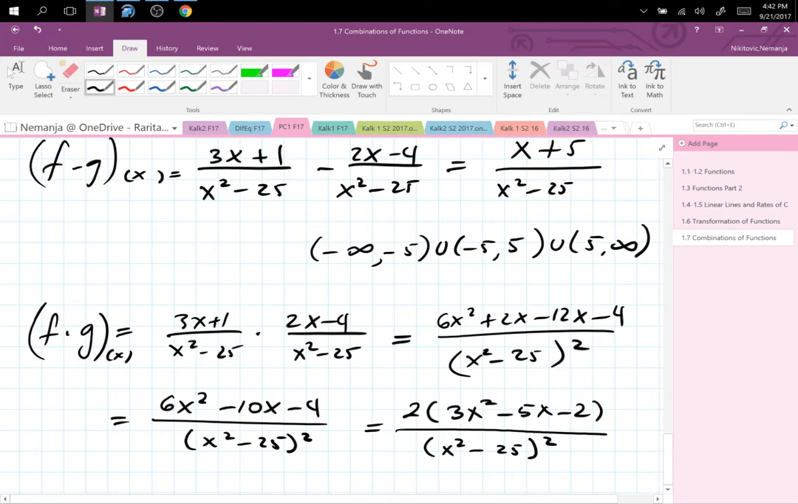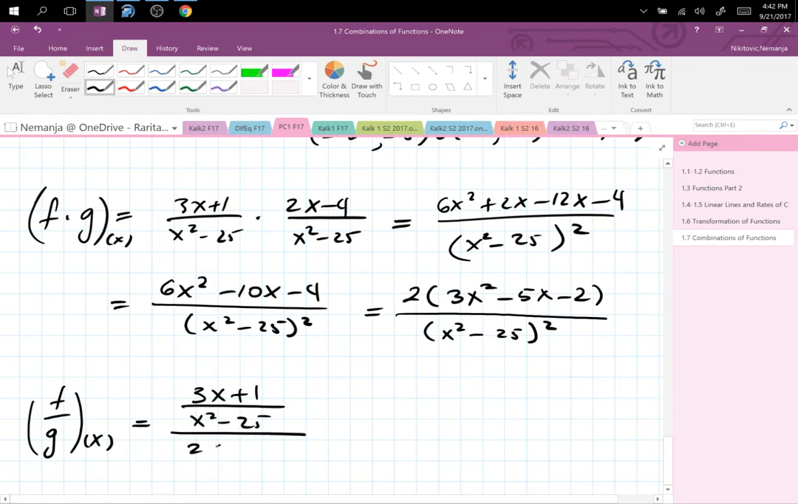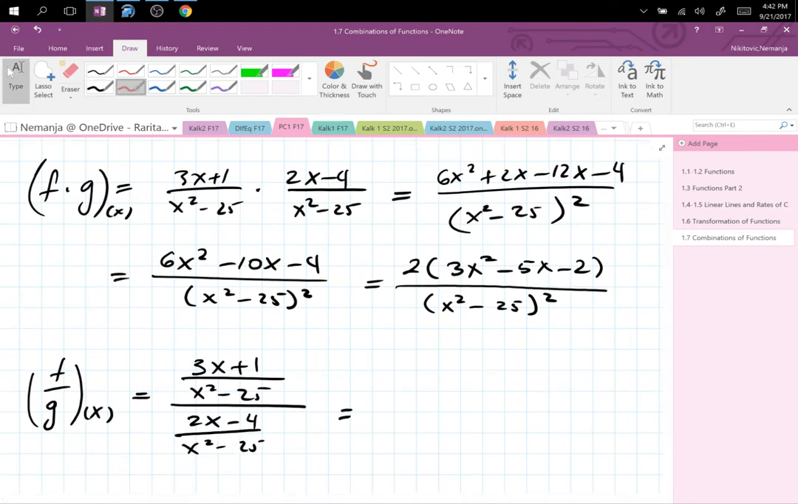That will be it. And probably the one that you thought would be the most difficult of all turned out to be the easiest of all, right? Because you have (3x plus 1) over (x squared minus 25) divided by (2x minus 4) over (x squared minus 25), and when you consider, these cancel. So you are left with (3x plus 1) over (2x minus 4).